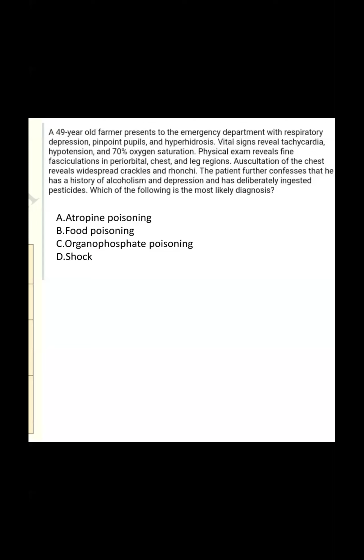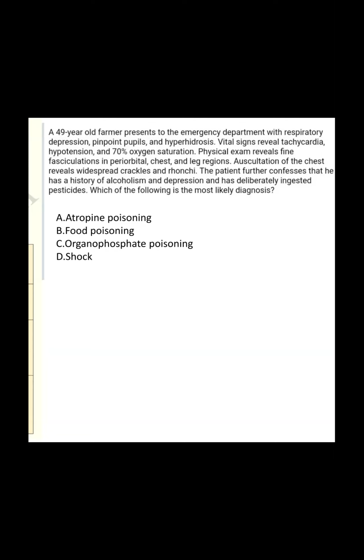Yes, ma'am. A 49-year-old farmer presents to the emergency department with respiratory depression, pinpoint pupils, and hyperhidrosis. Vital signs reveal tachycardia, hypotension, and 70% oxygen saturation. Physical exam reveals fine fasciculations in the periorbital, chest and leg regions. Auscultation of the chest reveals widespread crackles and rhonchi. The patient confesses that he has a history of alcoholism and depression and has deliberately ingested pesticide. Which of the following is the most likely diagnosis? Atropine poisoning, food poisoning, organophosphate poisoning, or shock?